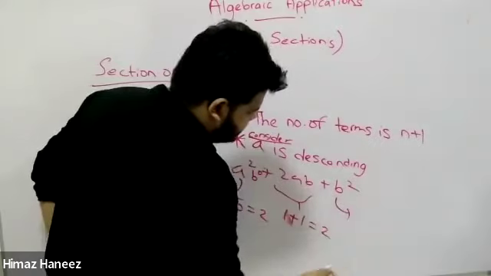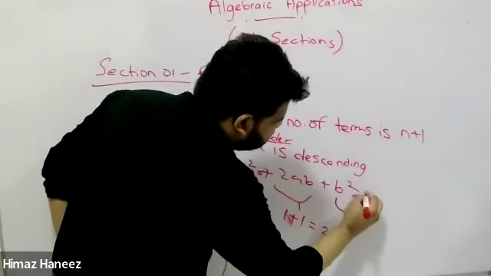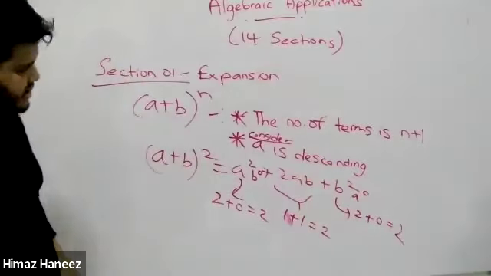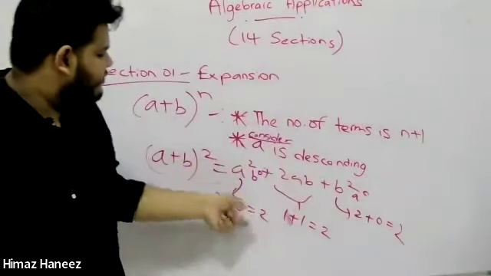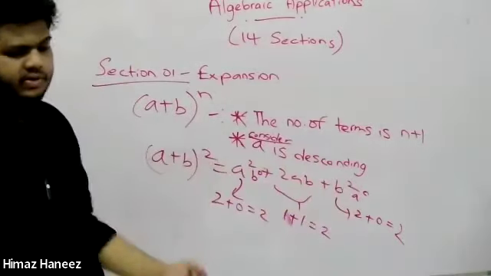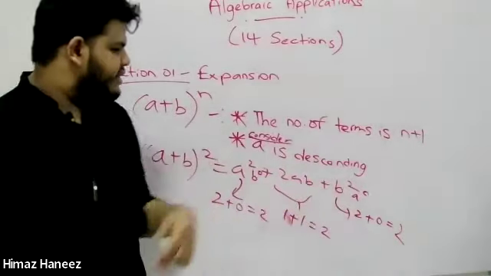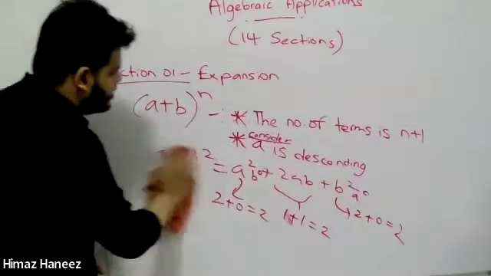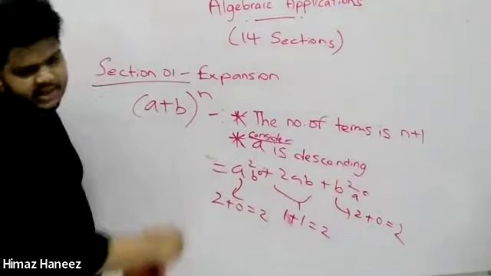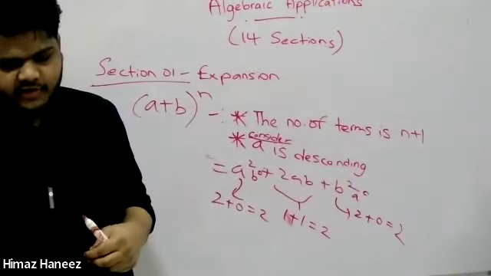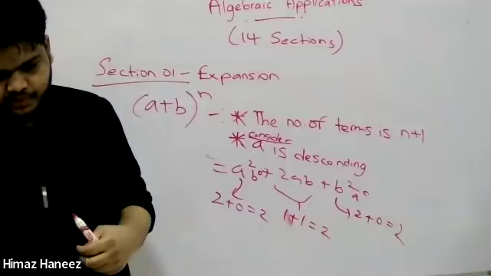b. 2, you have a to the power 0, 0, answer is 2. So what they found out was, in each and every term the sum of the powers is equal to n. Here n is 2, so always the sum of the powers is equal to 2. Okay, that is another thing they found out. Did you understand, or should I give you another example for sum of the powers is equal to 2?